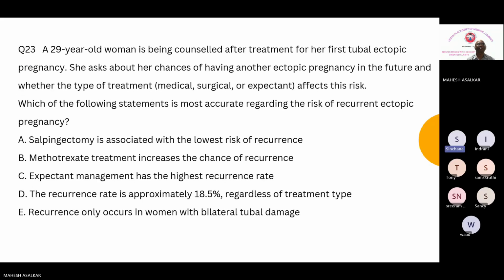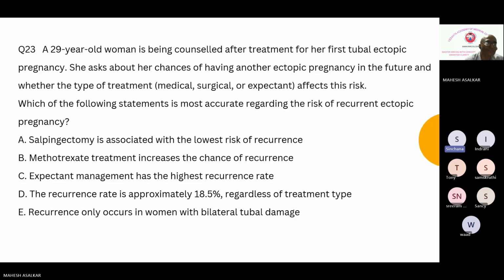Next. A 29-year-old woman is being counseled after treatment for her first tubal ectopic pregnancy. She asks about her chances of having another ectopic pregnancy in the future and whether the type of treatment, medical, surgical, or expectant, affects this risk. Which of the following statements is most accurate regarding the risk of recurrent ectopic pregnancy? Salpingectomy is associated with the lowest risk of recurrence. Methotrexate treatment increases the chance of recurrence. Expectant management has the highest recurrence rate. Recurrence rate is approximately 18.5% regardless of treatment type. Recurrence only occurs in women with bilateral tubal damage.